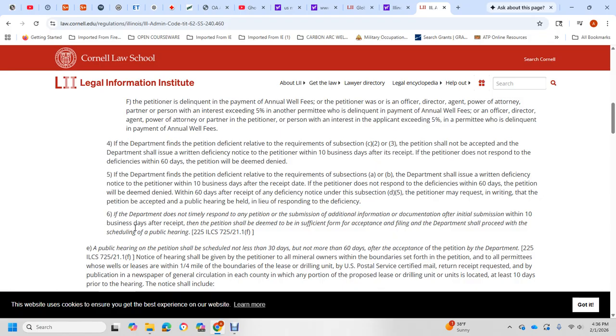If the department does not timely respond to the petition submission of additional information and documentation, the initial submission within one business day of the receipt of the petition shall be deemed a sufficient and acceptable filing. The department shall proceed with scheduling the public hearing.